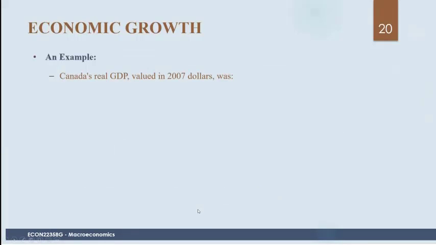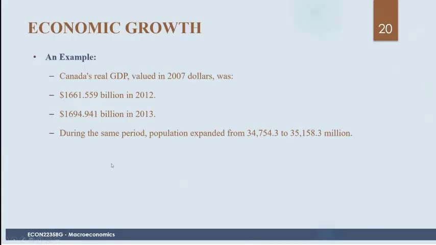So Canada's real GDP valued in 2007 dollars was, that's not per capita, so this is just the real GDP, $1.6 trillion. So in 2012, it was $1.6 trillion, but this is in 2000 dollars, right? So if this was converted to 2012 dollars, it would obviously be larger. And it increased between 2012 and 2013.